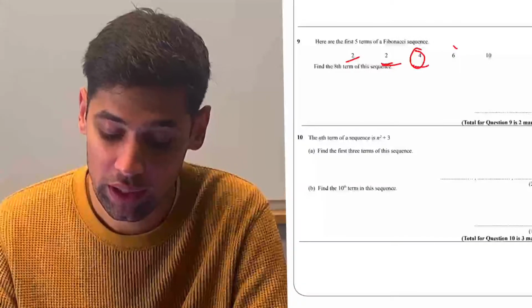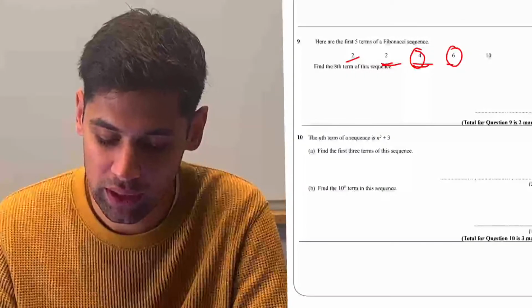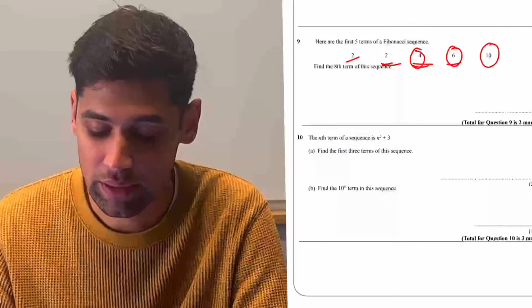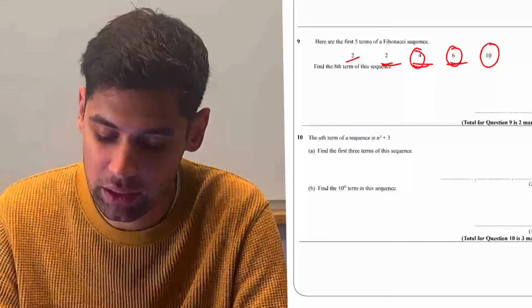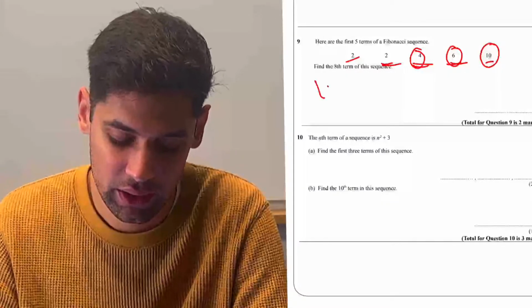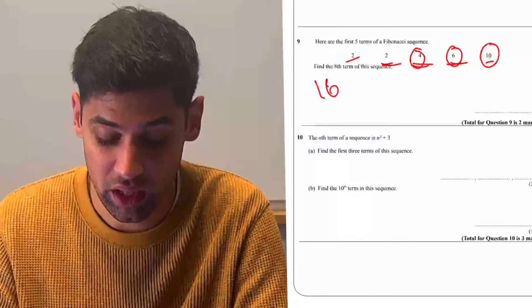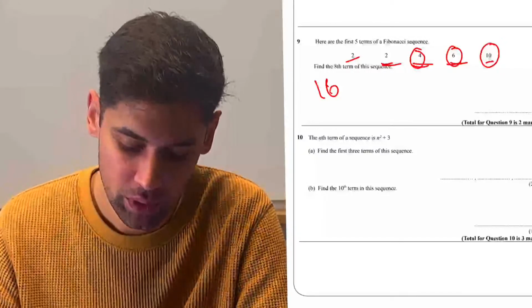2 plus 4 equals 6. 4 plus 6 equals 10. So obviously, the next term is going to be 6 plus 10 is 16. It's asking me the 8th term, so we've got to go a couple more.